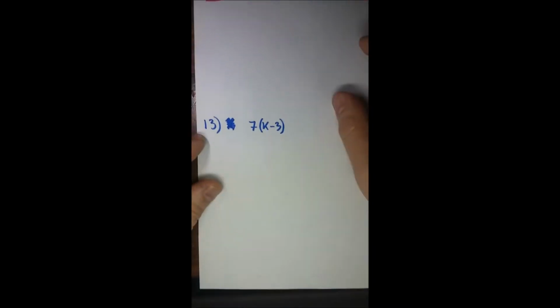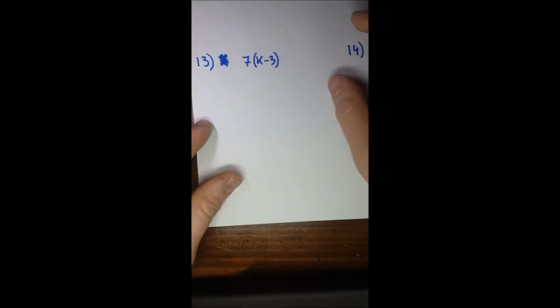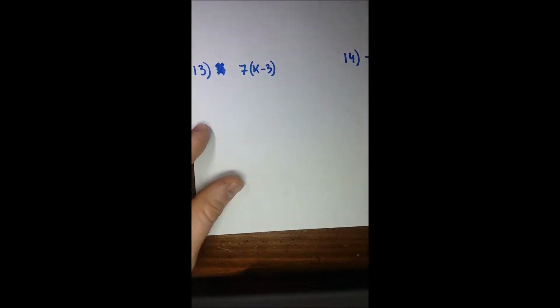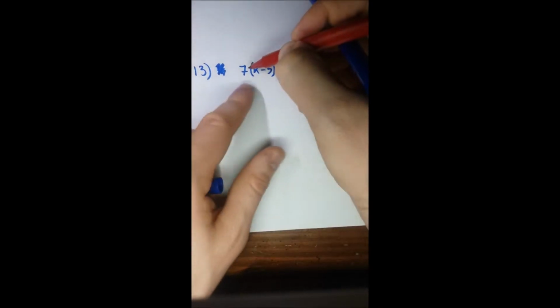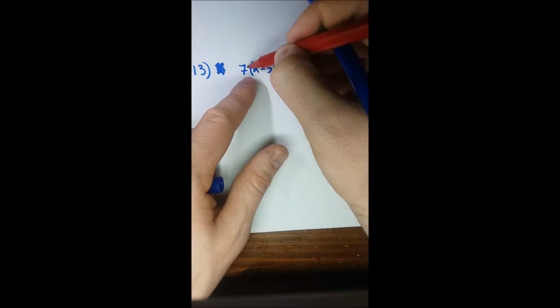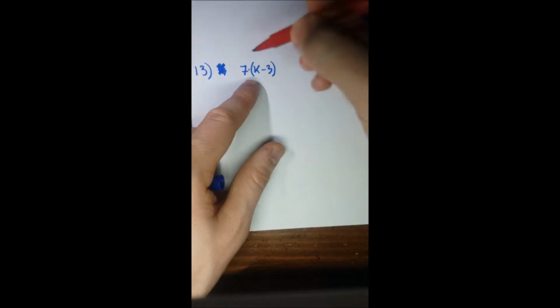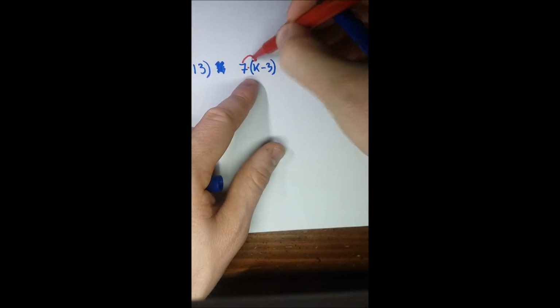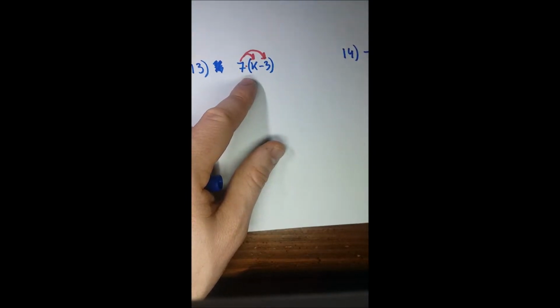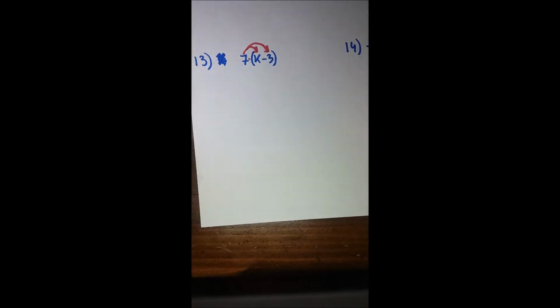Okay. Now we're going to go to the next section. Question 13 is distribution. What we need to understand first is that there is a multiplication sign between 7 and this parenthesis. So you take this 7 and multiply it by k, and then multiply it by -3. So I'm going to show you two ways how to do it. One way, you've already seen.